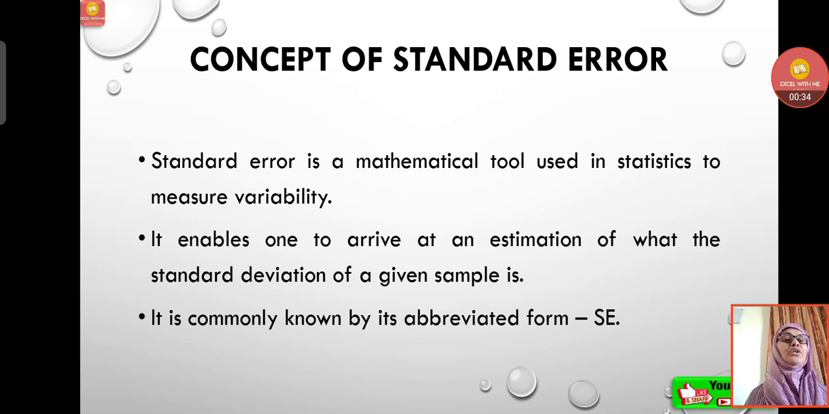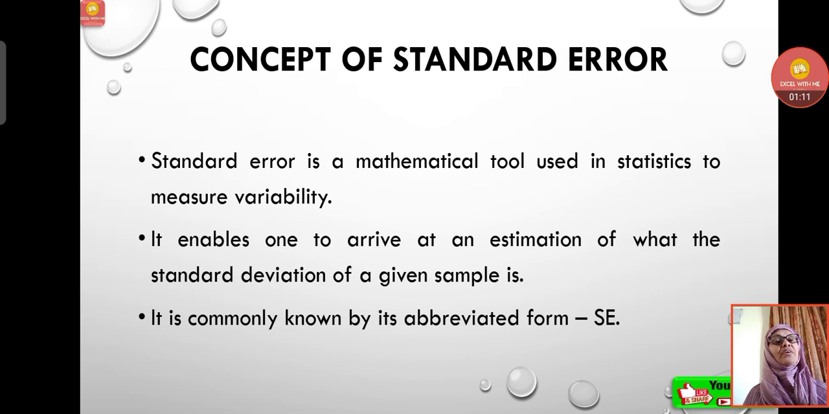It is a mathematical tool used in statistics to measure variability. It enables one to arrive at an estimation of what the standard deviation of a given sample is. When we take any research problem, we have to give the data treatment. That is, whatever observations we have made, maybe questionnaires we have collected, we have to turn them into data that is to be calculated. First we find out the mean and then the standard deviation.